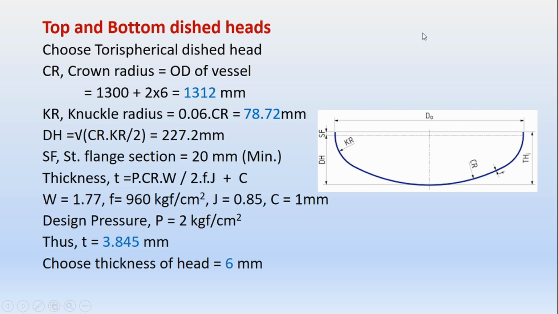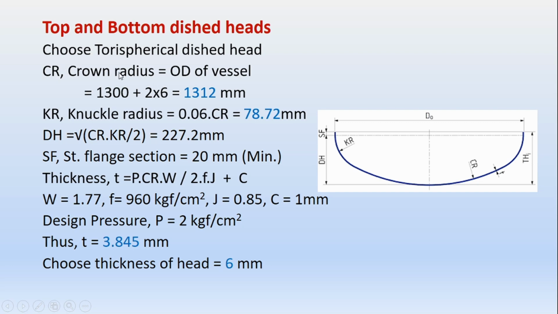The crown radius for this head is this CR, and this end radius is called the knuckle radius, and this is the KR. Then we have this part of the flange which is straight, so this is the straight flange section. And the dished head section is this much, from this end to where the straight flange section starts. There are some formulas for determining all these parameters.